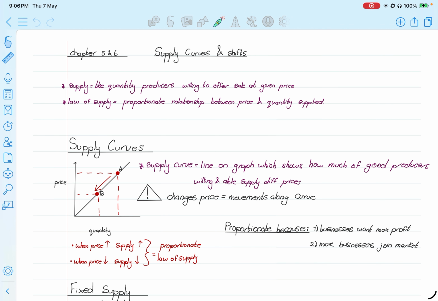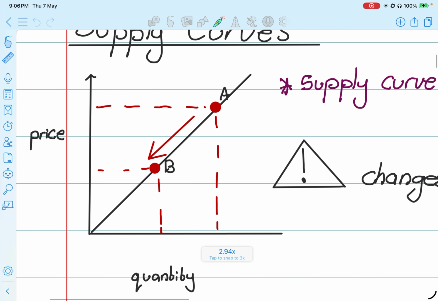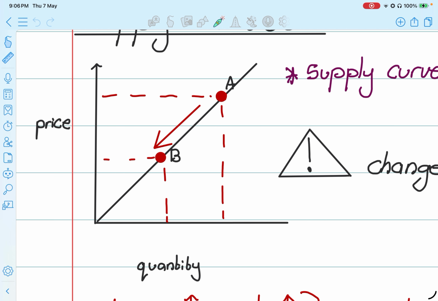Hi, everybody. First of all, we start strong with the two definitions of supply. Supply is quantity producers are willing to offer for sale at a given price. The law of supply is the proportionate relationship between price and quantity supplied. This is seen on the graph when price increases from P1 to P2.